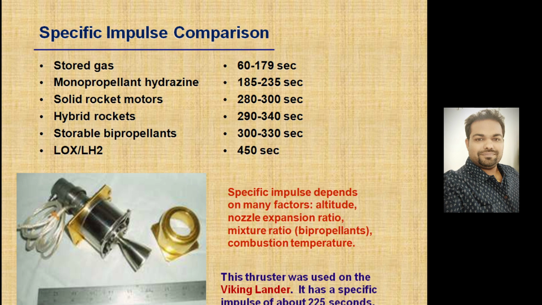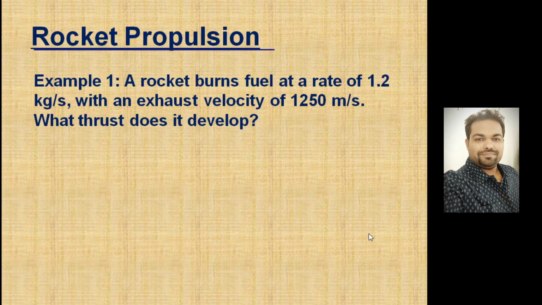The first spacecraft, Viking 1, was launched on 28th August 1975, and the last flight was on 9th September 1975, that was Viking 2. On that spacecraft particularly, this thruster was used to provide the landing on the surface of Mars. So this is a very famous example of a thruster. It had a specific impulse of 225; basically, it was one of the chemical rocket thrusters used on the Viking lander.